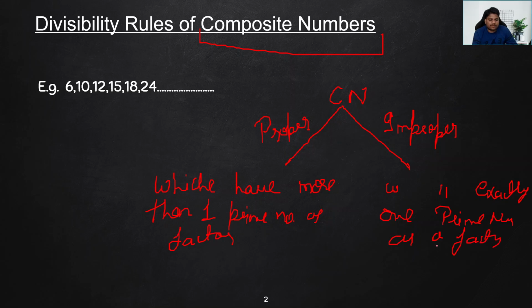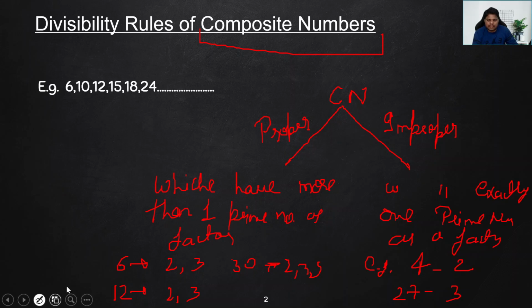For example, 6 has 2 and 3 as prime factors, more than 1. 12 has 2 and 3 as prime factors. Another example you can take is 30, with 2, 3, 5. These are examples of proper composite numbers. Improper composite numbers are like 4, which has only one prime factor, that is 2. 27 has only one prime factor, that is 3. So this is the classification of composite numbers, proper and improper.